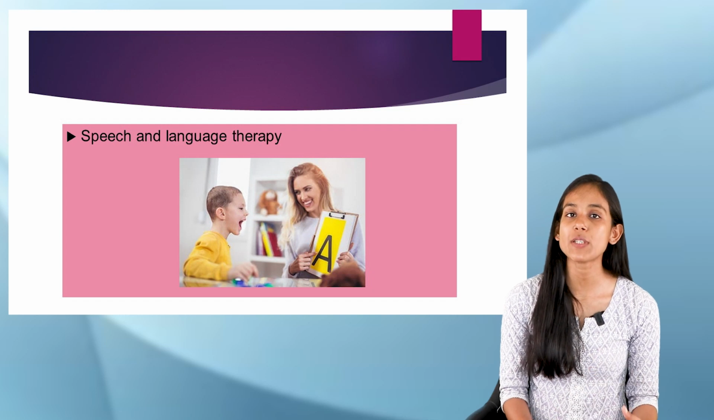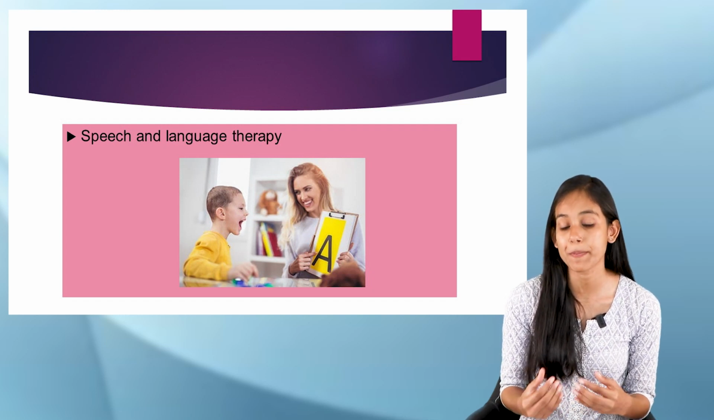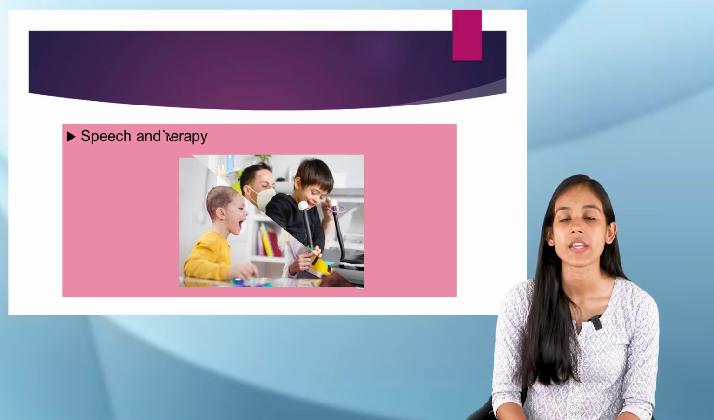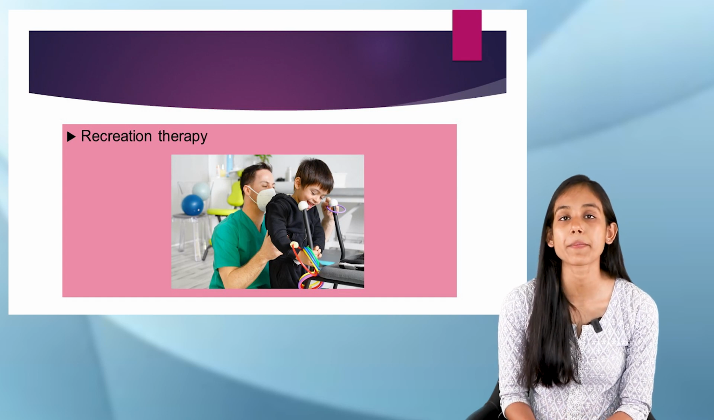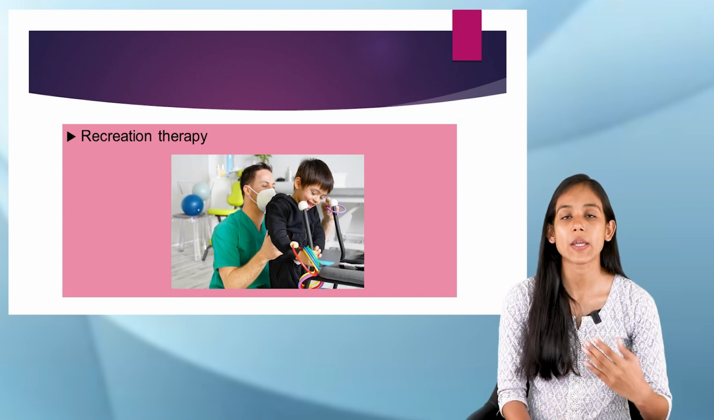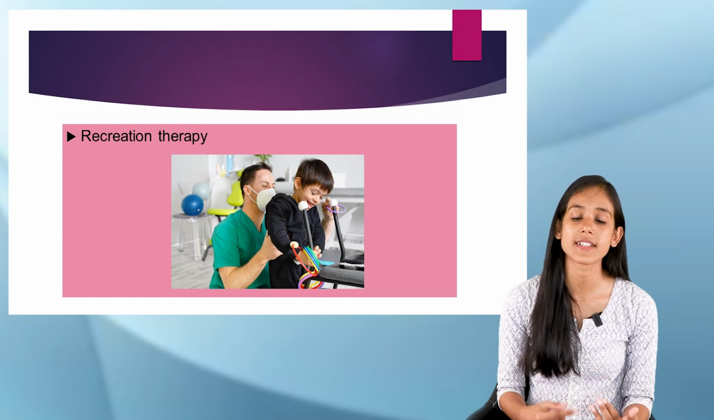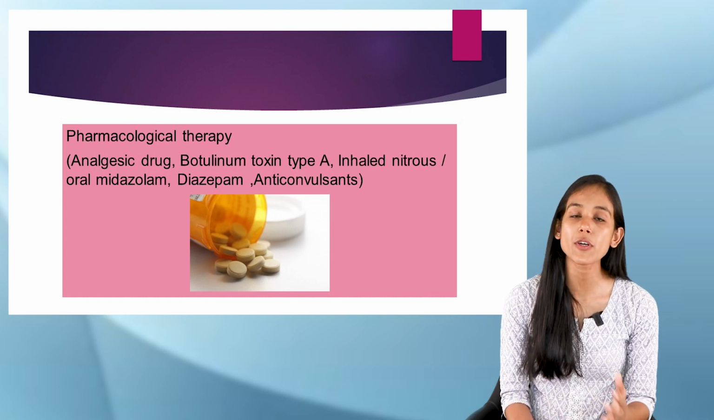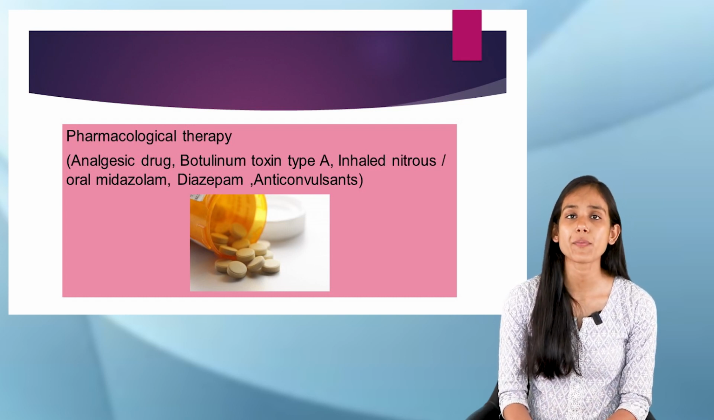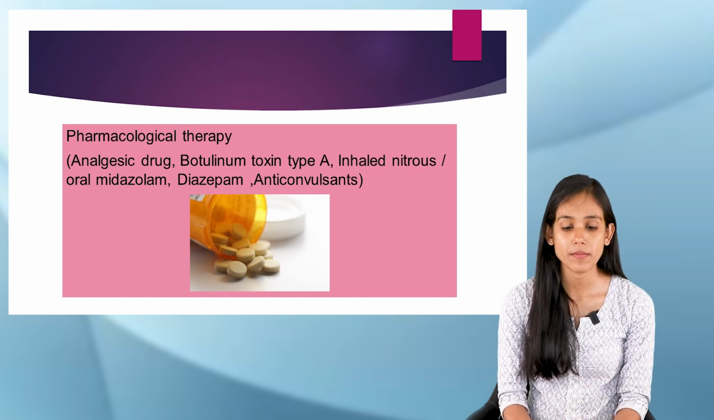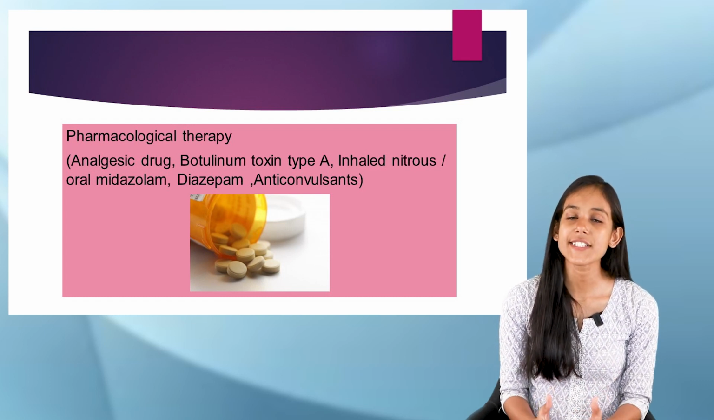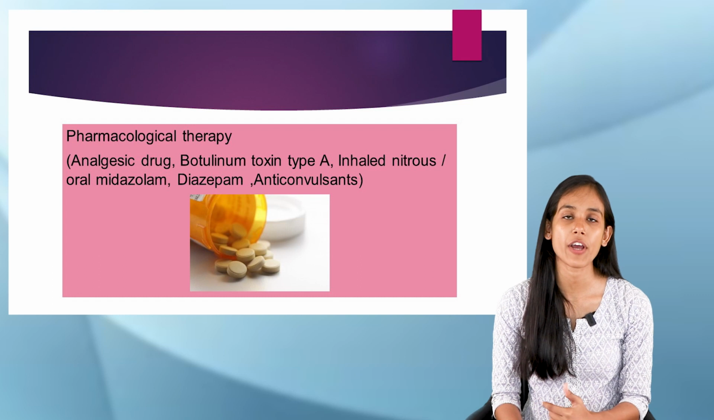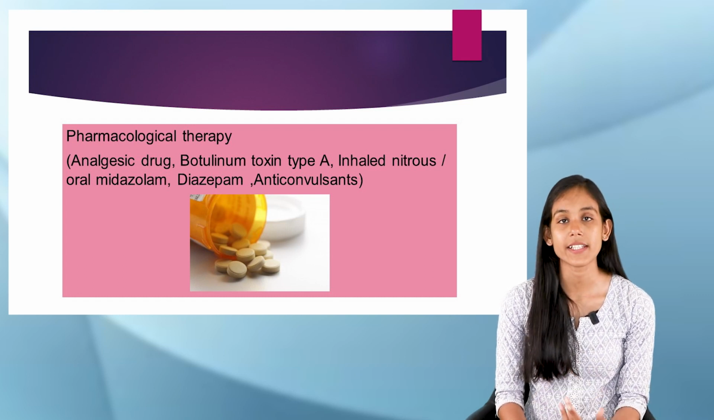And then there is speech and language therapy. Here they help the child to improve the ability to speak clearly and communicate using sign language. And then at last there is recreational therapy. Through recreational therapy, they improve motor skills, speech and emotional well-being. Next is pharmacological therapy. In pharmacological therapy, the child will be given analgesic drugs, botulinum toxin type A, then inhaled nitrous or oral midazolam, and along with these the child will be given diazepam and anticonvulsants.